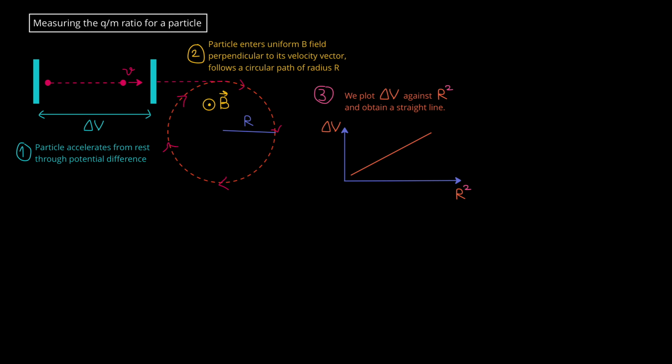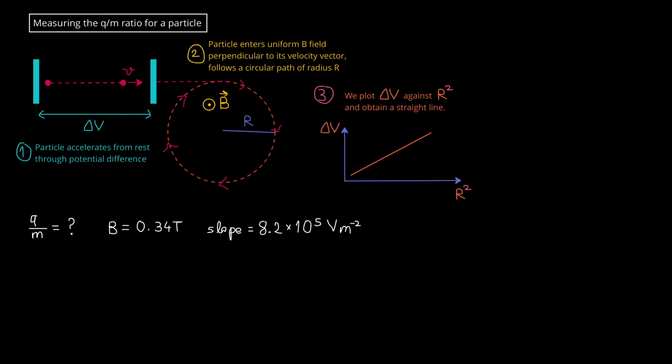So what does the particle do? Now it's going to follow a circular path of radius capital R. And let's say you're able to measure the radius of that circular path, capital R, and you know the potential difference that you applied initially. You plot delta V against R squared and you obtain a straight line.